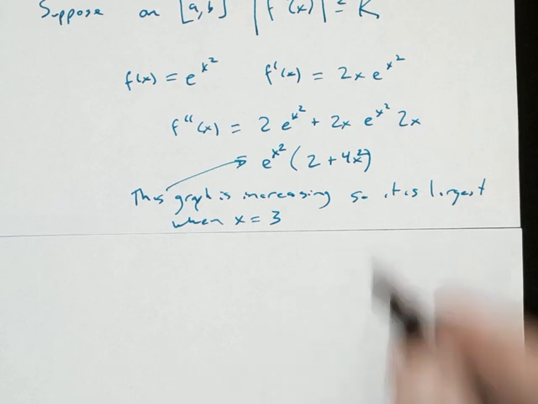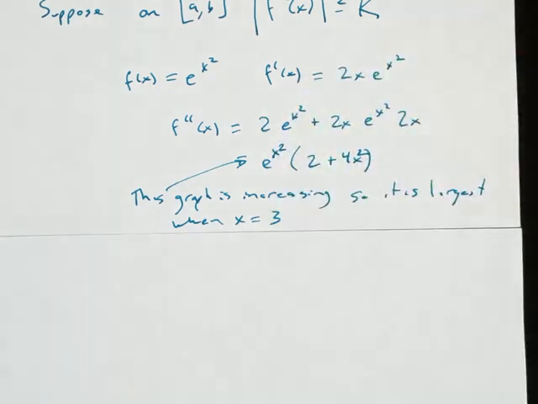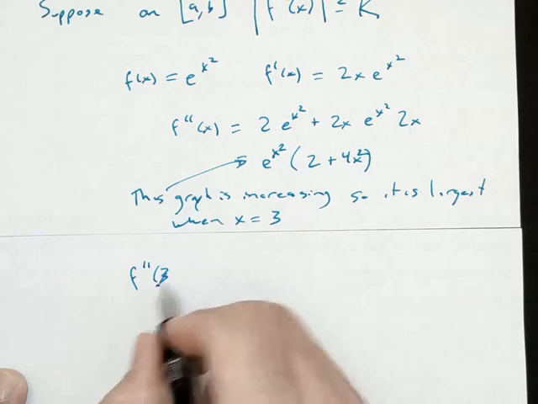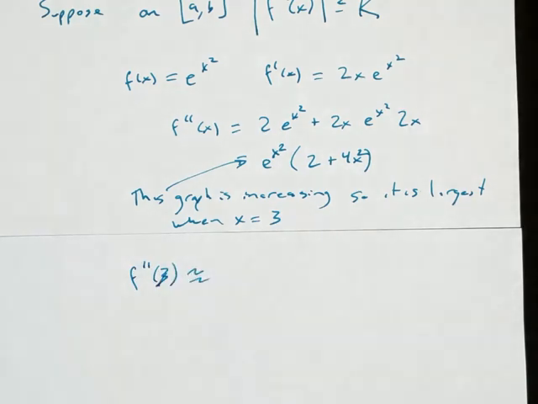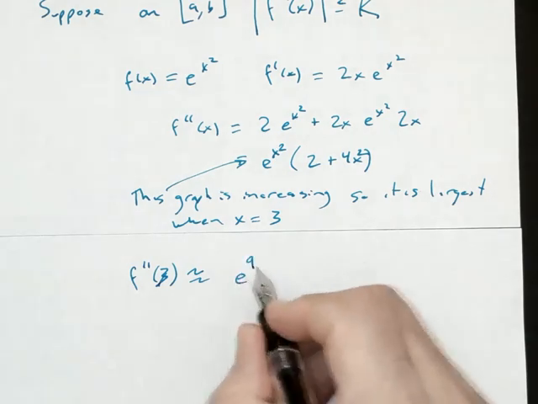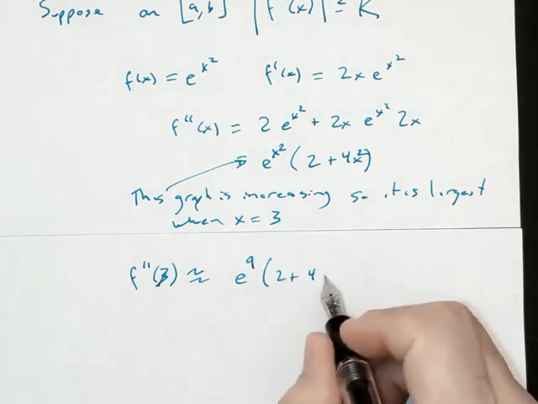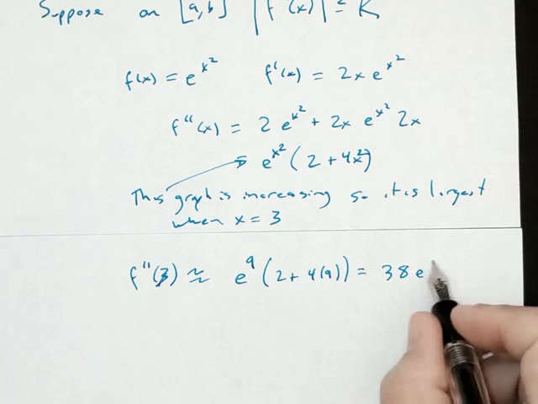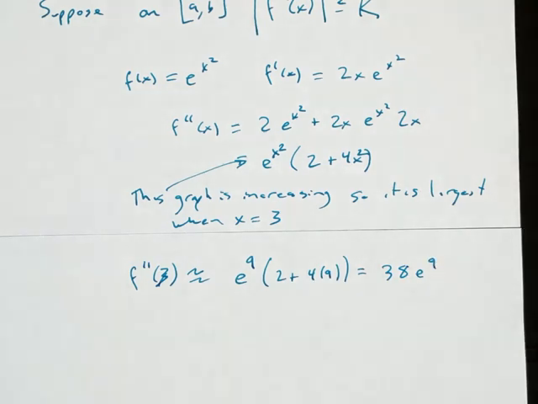I can look at a graph, I can take my derivative, and I can try and figure out where that's equal to 0. But now I would say, okay, so F double prime of 3 is roughly what? Well, okay, that's e to the 9 times 2 plus 4 times 3 squared is 9. So that's 36, 38 e to the 9th, which is a really, really big number. What do I do with this number?